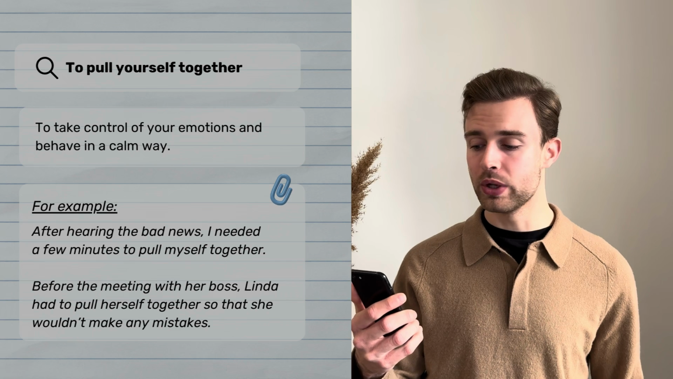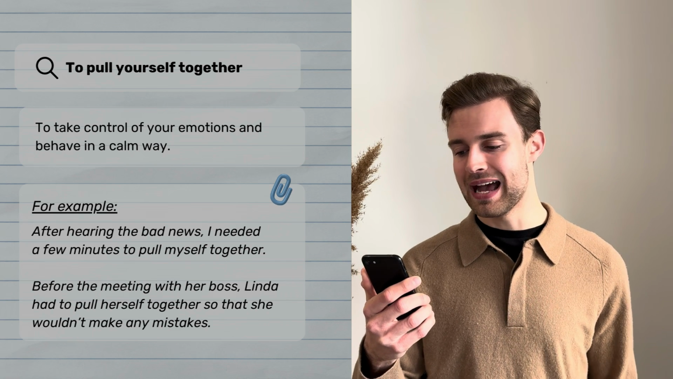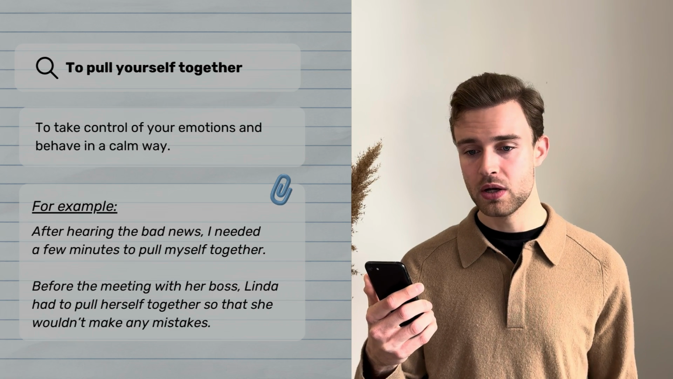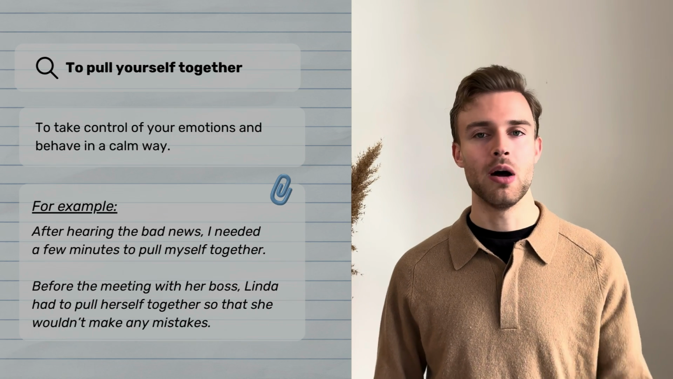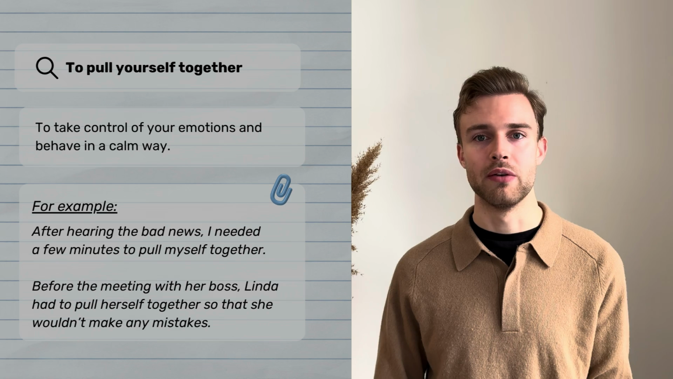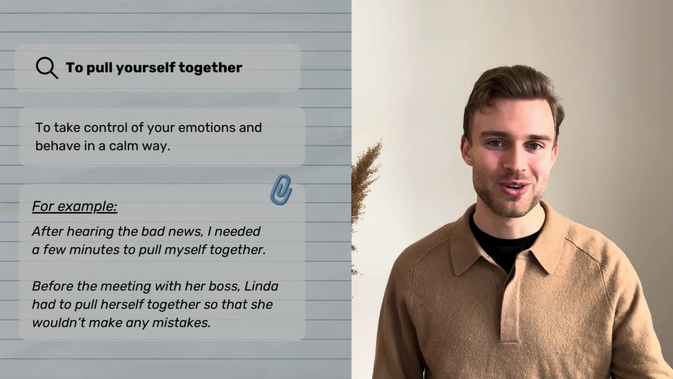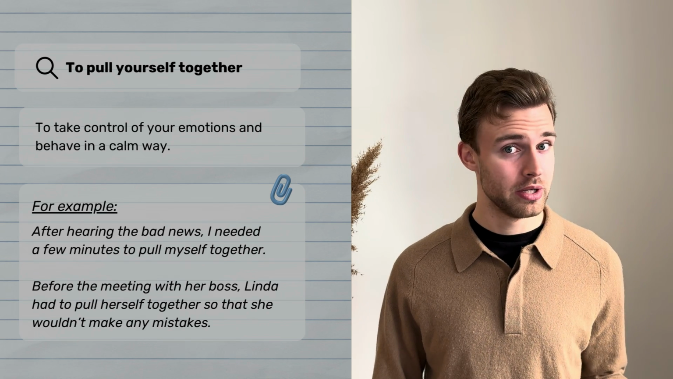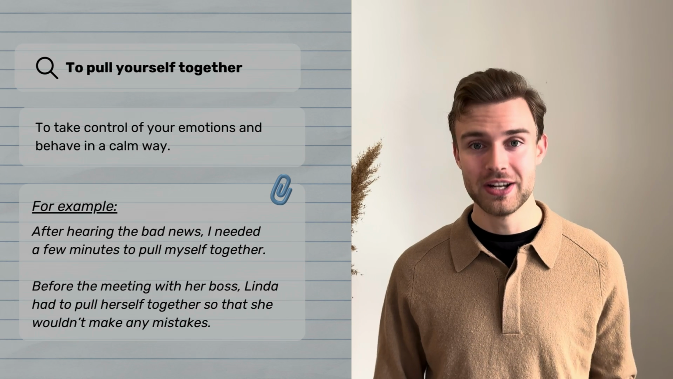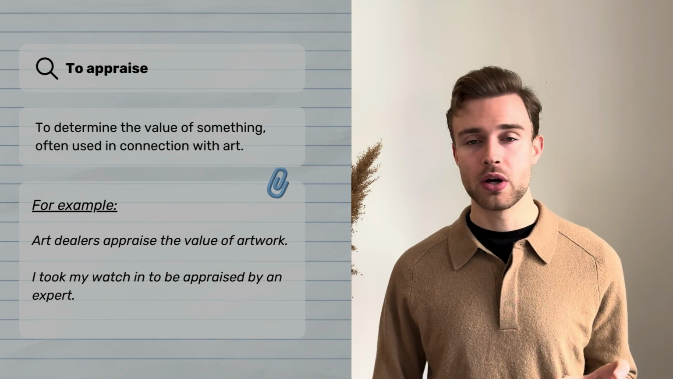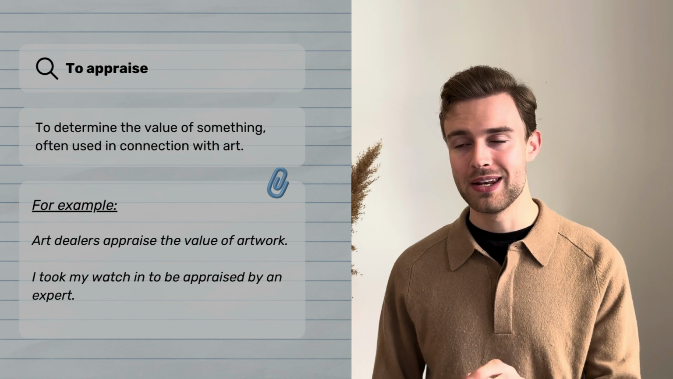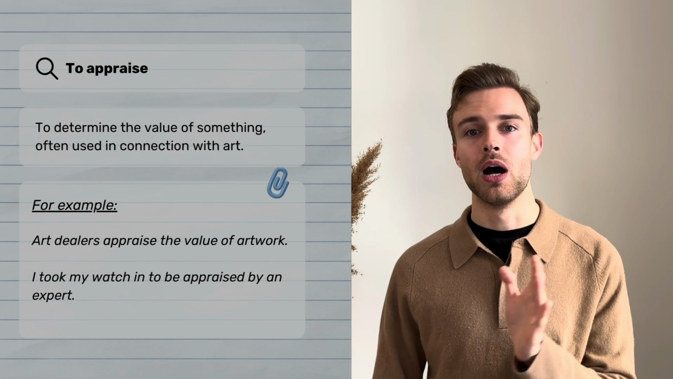Before the meeting with her boss, Linda had to pull herself together so that she wouldn't make any mistakes. She had to calm down, she had to take control of her emotions. Maybe she was nervous, maybe she was worried, stressed, whatever. She had to pull herself together. Now, the next word on our list is a verb, and that verb is to appraise.